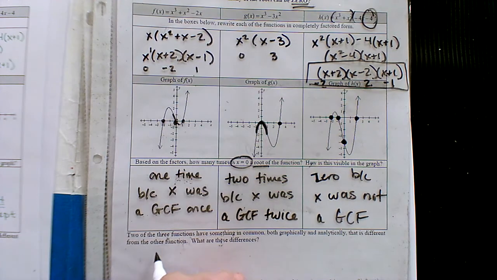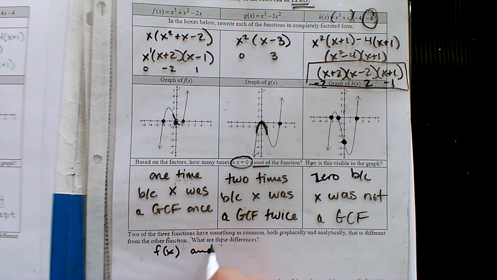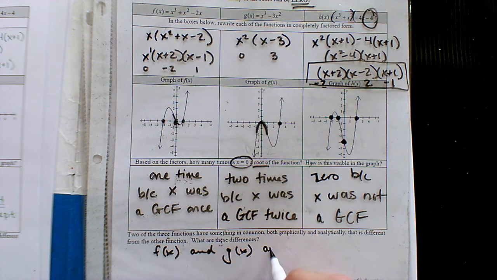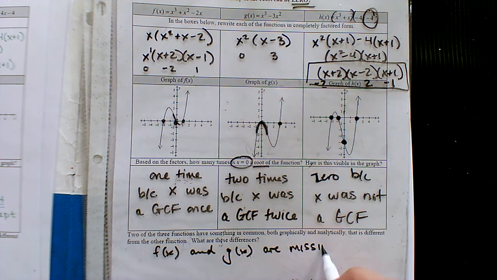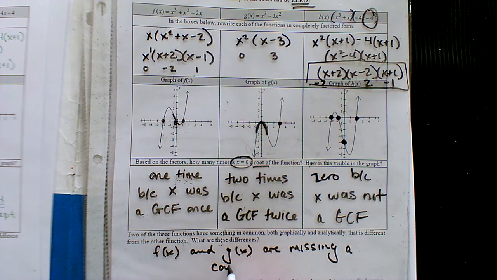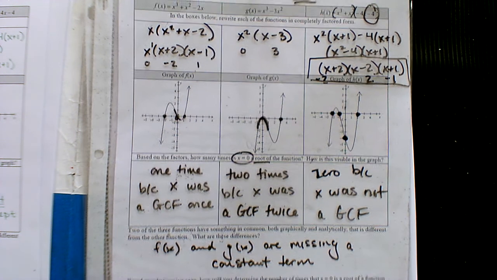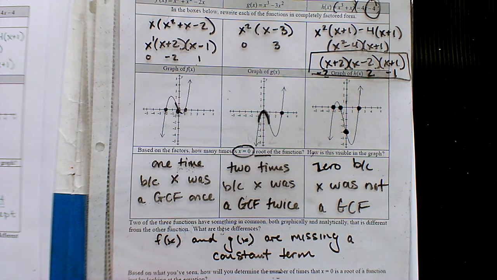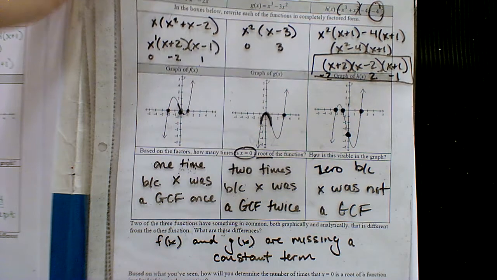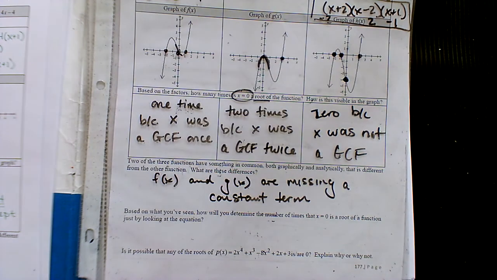So if you have a y-intercept at negative 4, that obviously means you don't have a y-intercept at 0. Okay, so we'll say f of x and g of x are missing a constant term. So if you have a constant term, that's where your y-intercept is. And if it's anything other than 0, there's no way you're going through the origin. Are we doing okay so far? Do we see it? Okay.